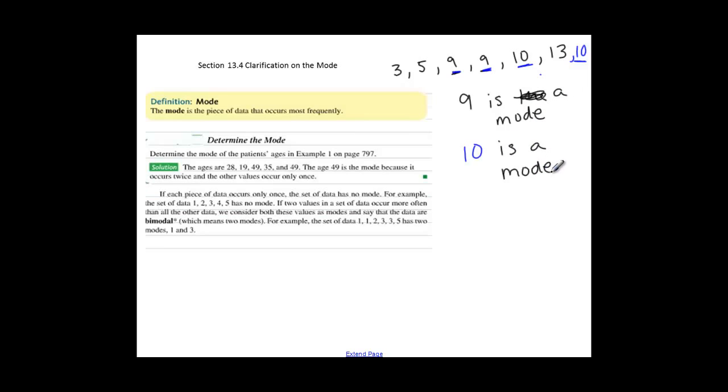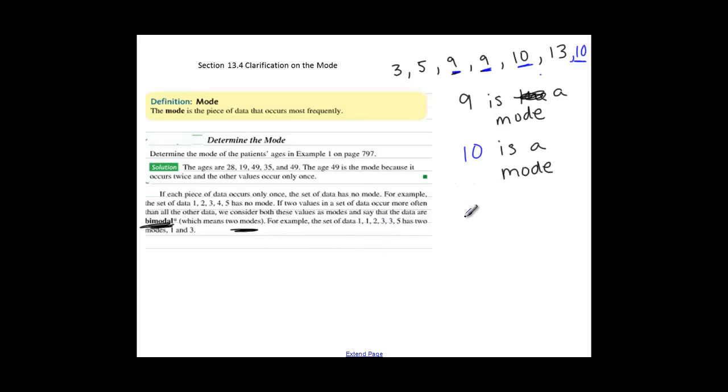And this is a case where, if you look in your textbook example, it says if two values in a set of data occur more often than all the other data, we consider both these values as modes and say the data are bimodal. So that would be an example of a bimodal set of data.